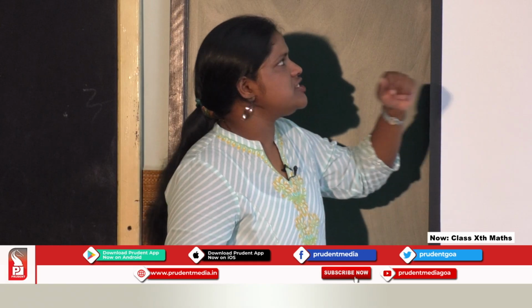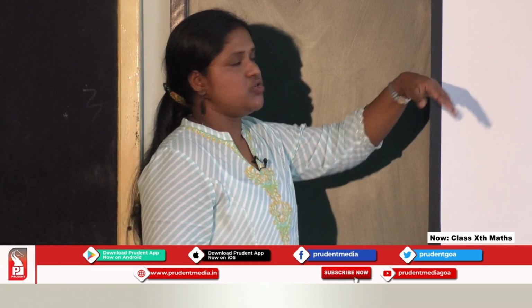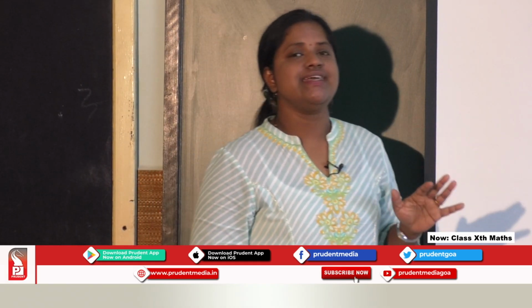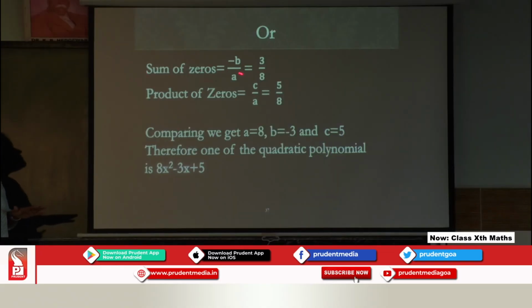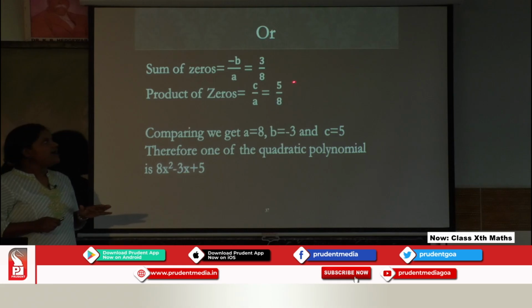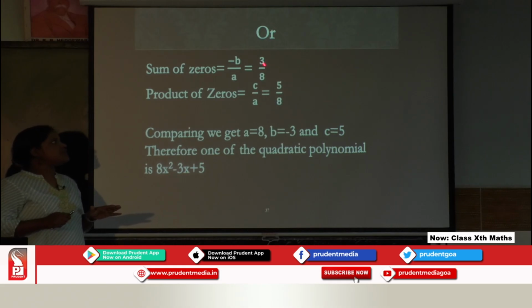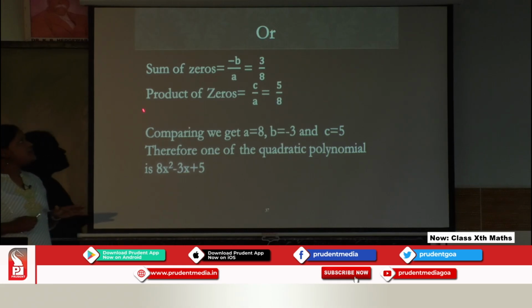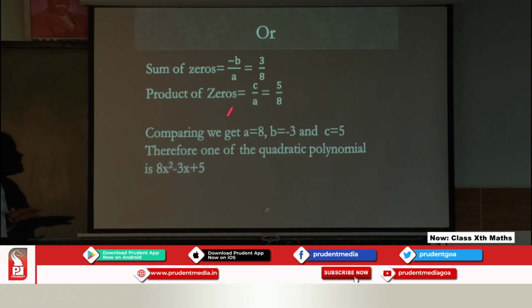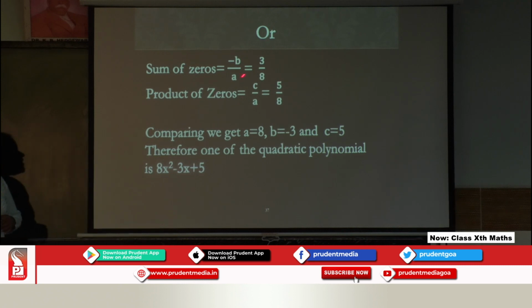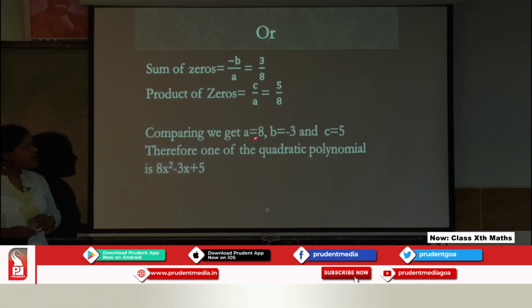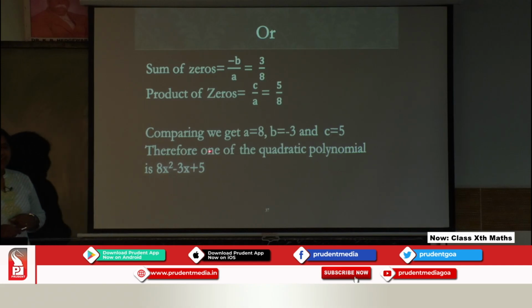There is one more method of solving this same problem, which I had shown in the earlier sum also, that is by comparing. Okay. So the sum of zeros formula is minus b upon a, which is given to us as 3 upon 8, and the product of zeros is c upon a, and again this value is given to us as 5 upon 8. So let us compare a first. Now a is 8 here, also a is 8 over here. So my a is 8.